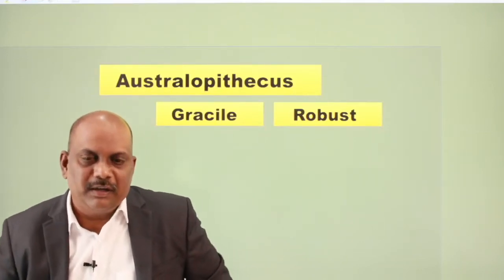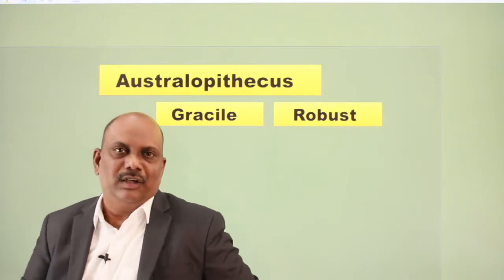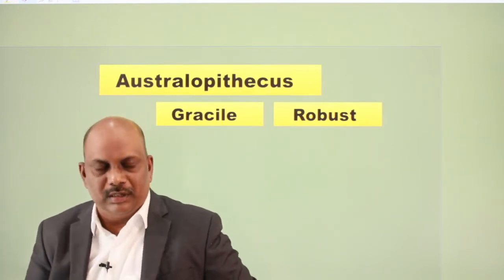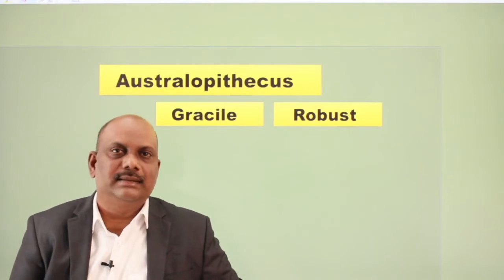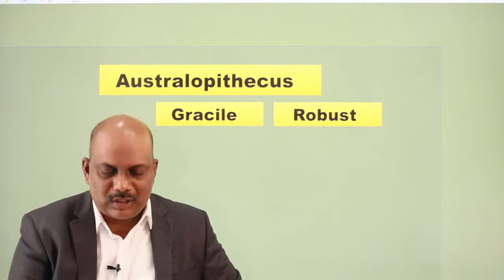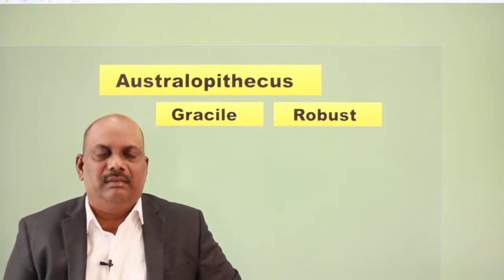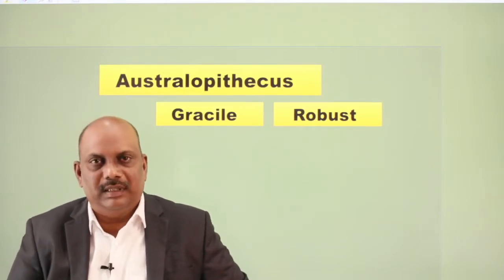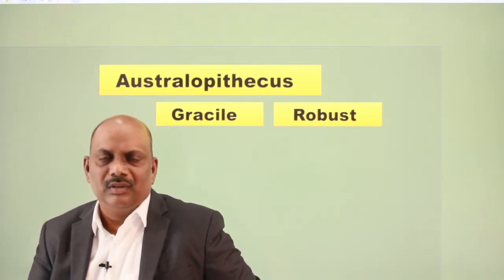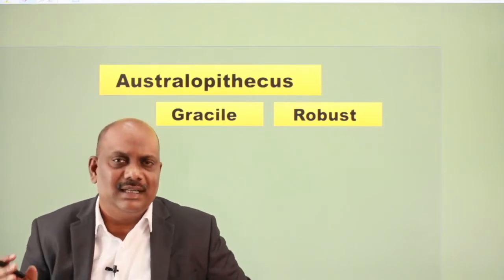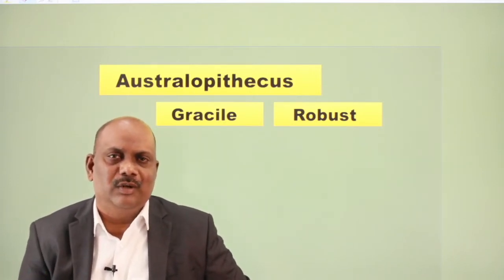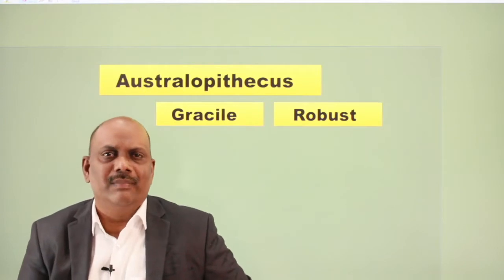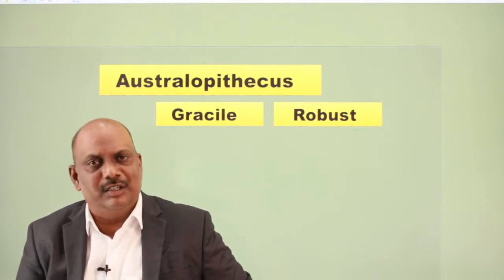Hello and welcome back. Now let us continue our discussion on the topic Australopithecus. In the last lecture, we discussed the discovery of Australopithecus. So now let us discuss the general characteristics of Australopithecus along with its anatomical description.